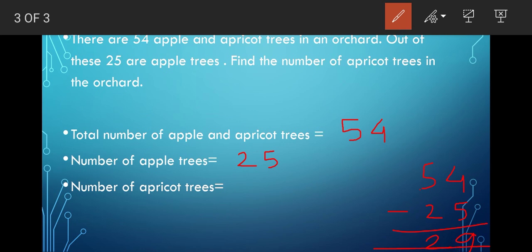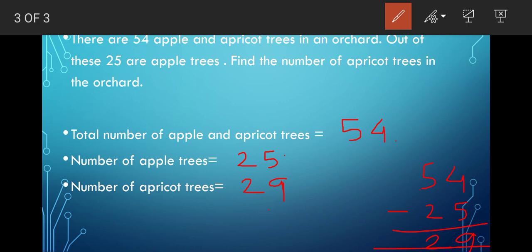So how many apricot trees are there? What is the answer we got? We got 29 as the difference after subtracting. Isn't it? So 29 apricot trees are left in the orchard. Total is 54, and total means including both apple and apricot. This is only apple trees and this is only apricot trees.